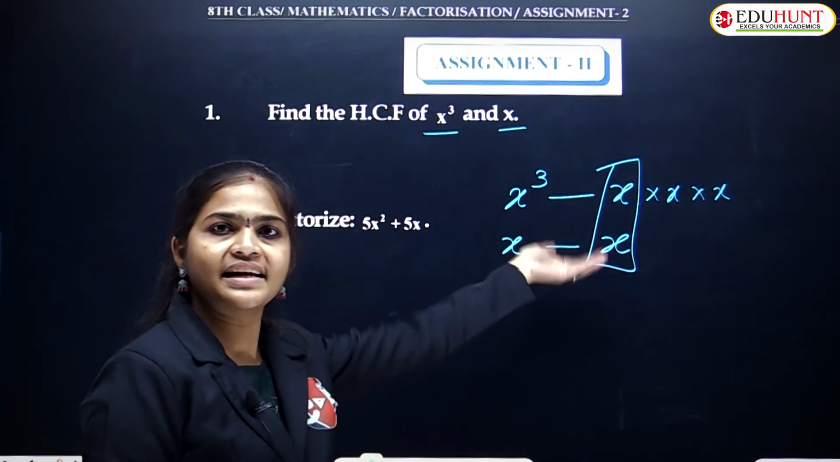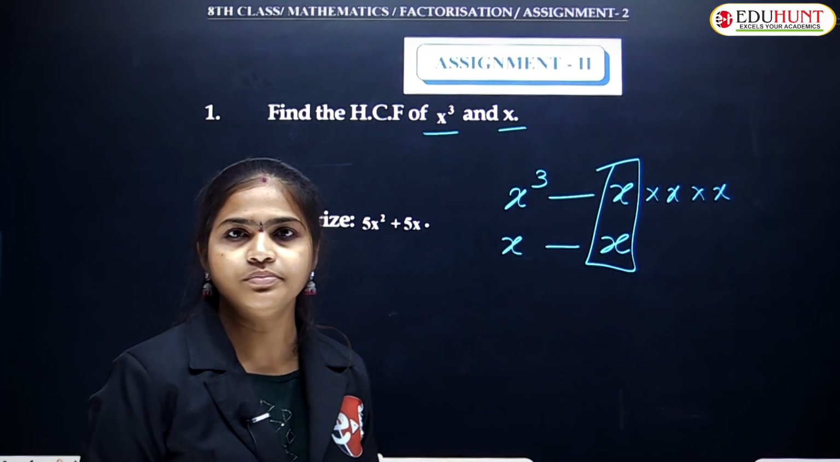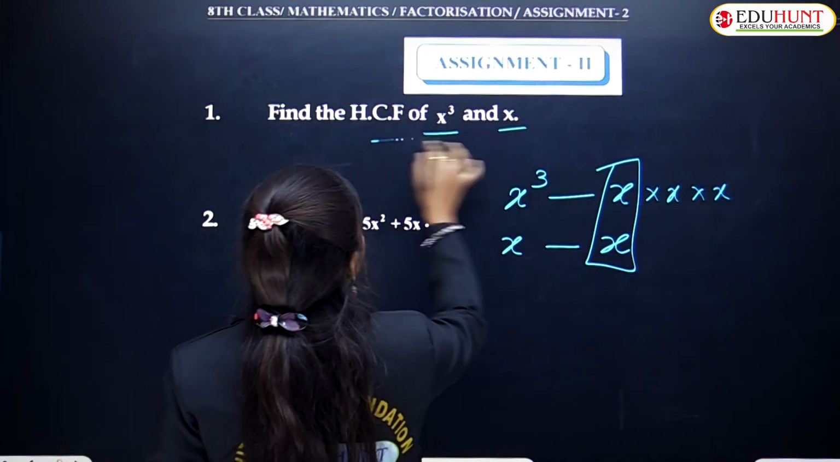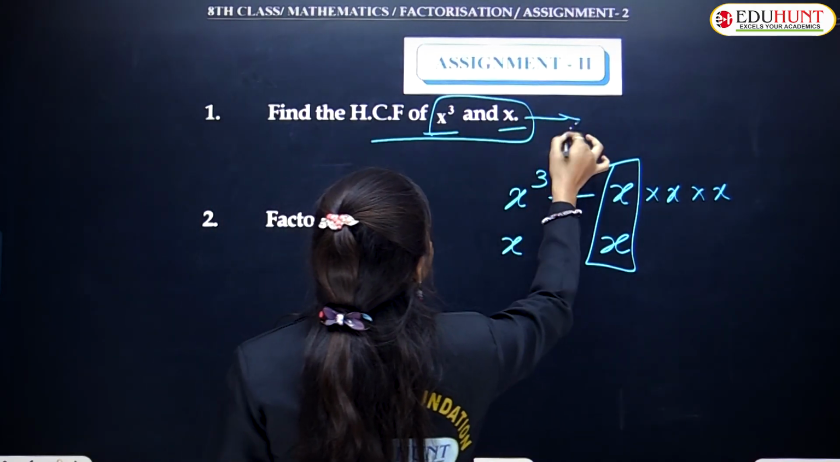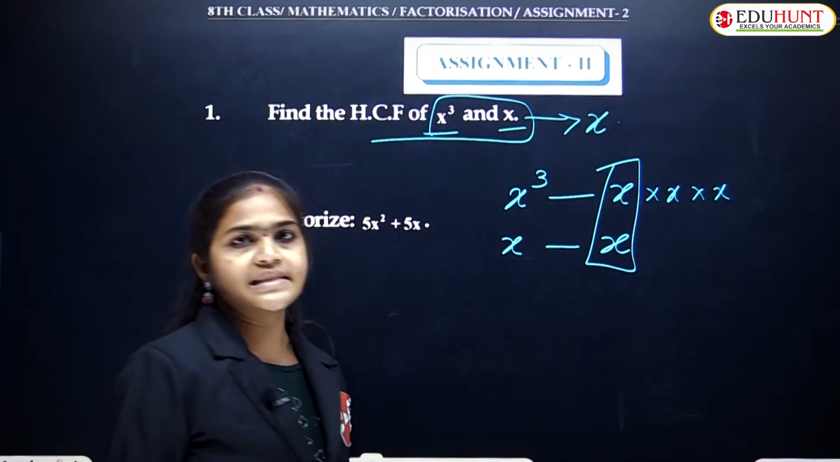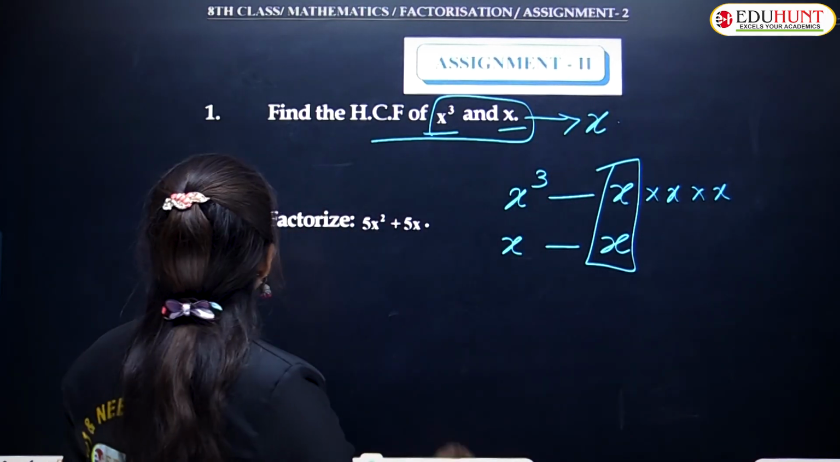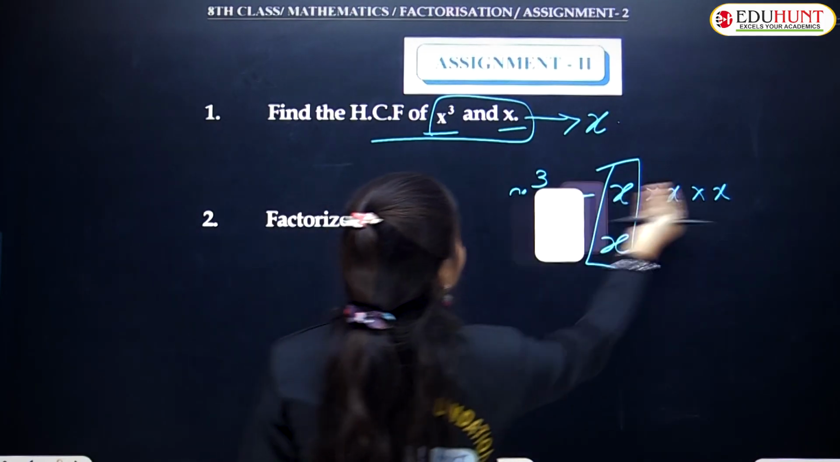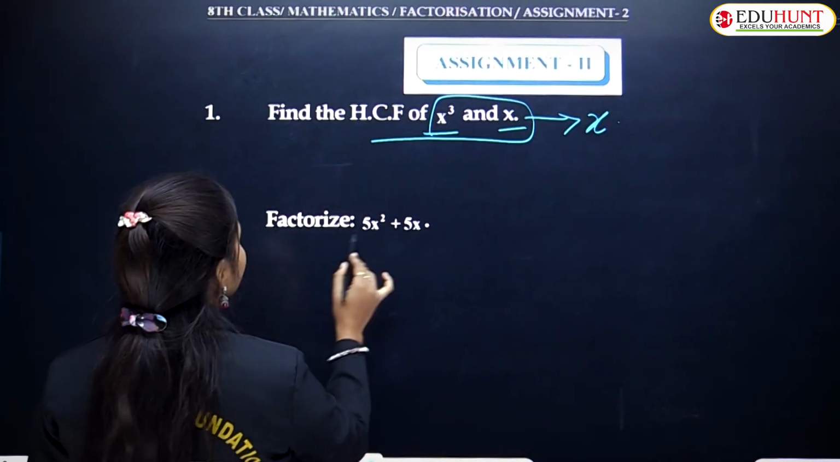Which is in common? That is the highest common factor. So what is the HCF of x cube and x? The answer is x. Okay, next, the second question.